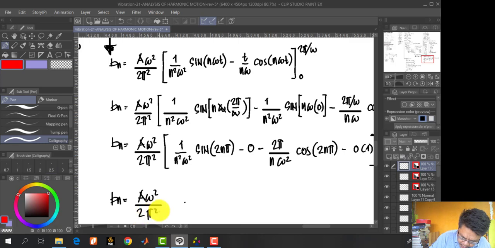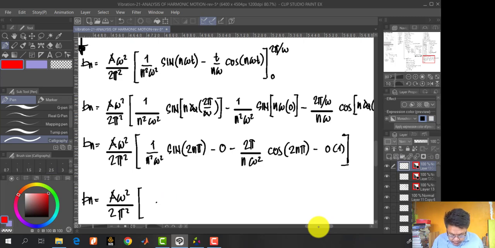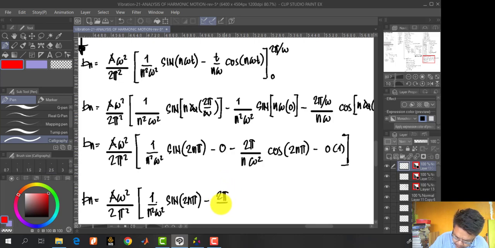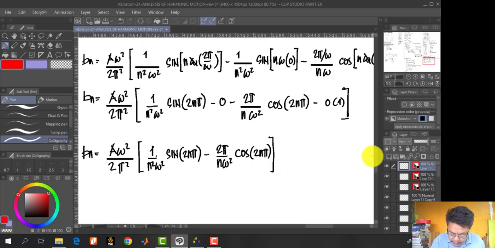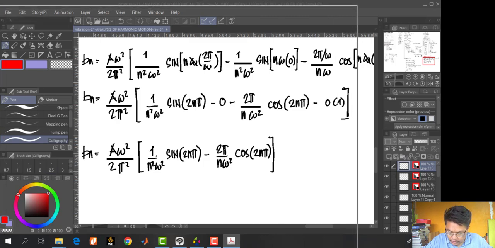Rewrite our constant, then this will be pi squared. Close bracket. So this will be 1 over angular squared, then this is sine 2n pi, minus 2 pi over n angular squared and cosine of 2n pi. Okay? So that's it. Let me try to flash the book.